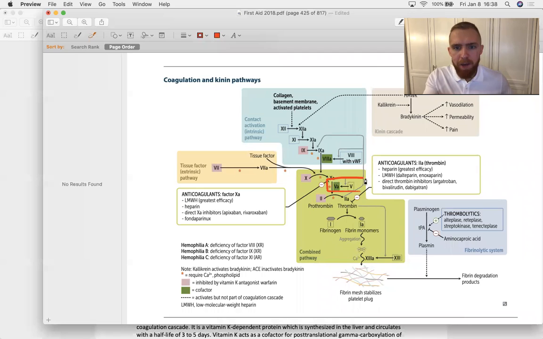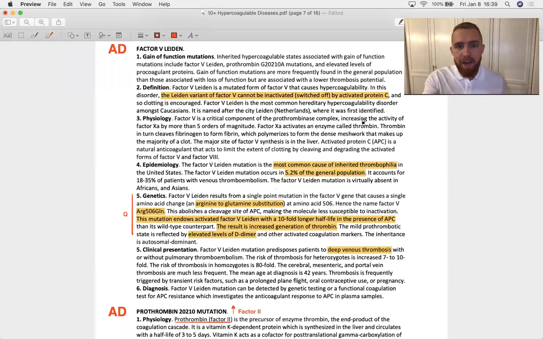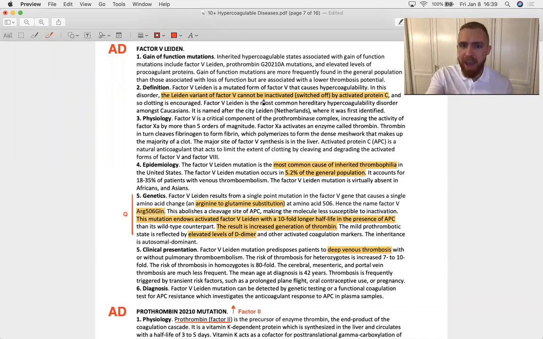Factor V is right here, converting factor 10 into its activated form. So you need activated 10 and activated 5 in order to take prothrombin to thrombin, which is activated 2. Rewind that, say that one more time. You need activated 10 and activated 5 to take prothrombin to thrombin. And that's it. That's all that factor V does. So in factor V Leiden, you have a version of factor V that cannot be inactivated.